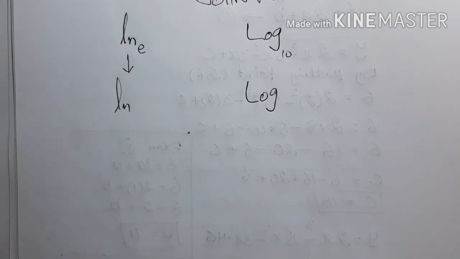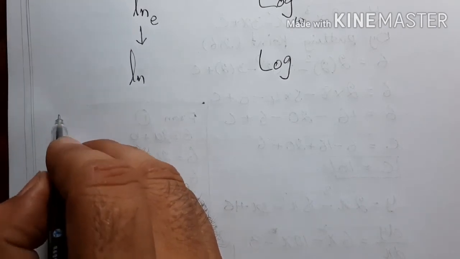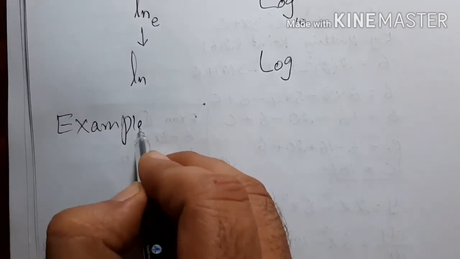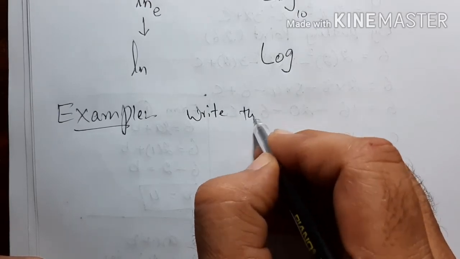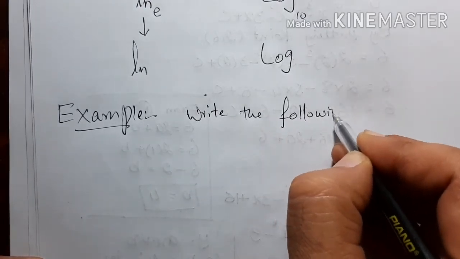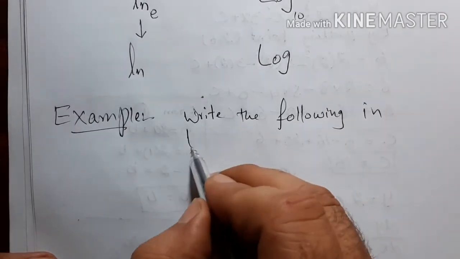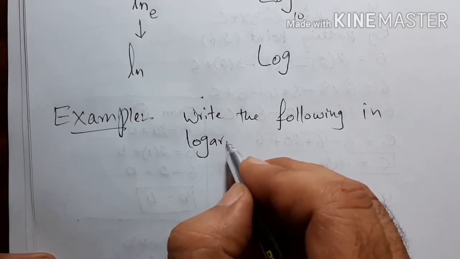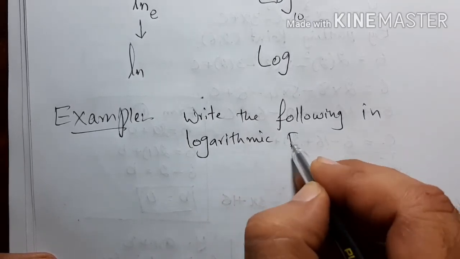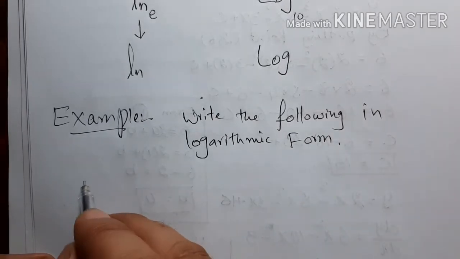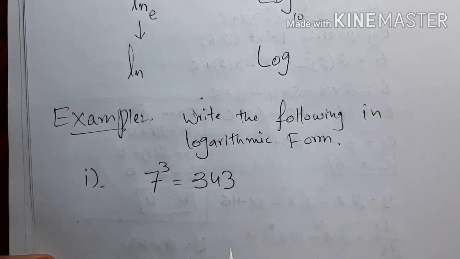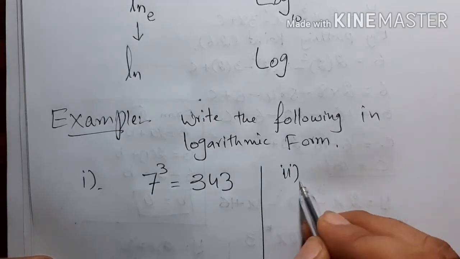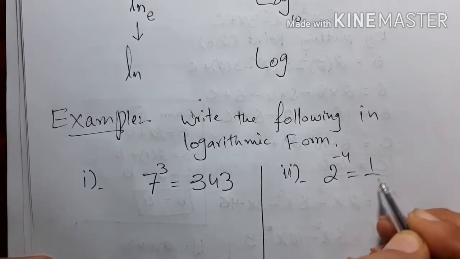Okay, for example, how can these log questions come? For example, the types of questions. I have an example. Write the following in logarithmic form. Number one, 7 to the power 3 is 343, or second, 2 raised to the power minus 4 is equal to 1 over 16.